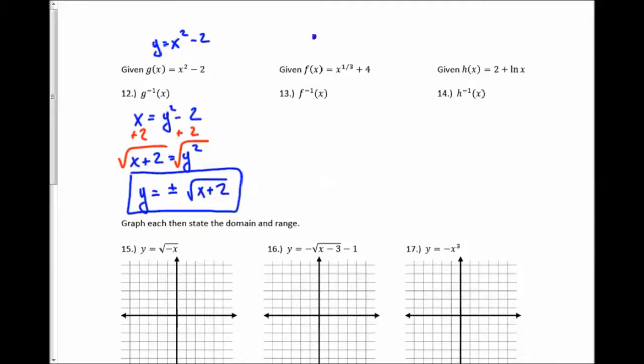For this one, again, this is just like saying y equals x to the 1/3 plus 4. The inverse tells me that I need to switch the x and the y, so I do x equals y to the 1/3 plus 4. And I'm just going to solve for y. So I subtract the 4 from each side.